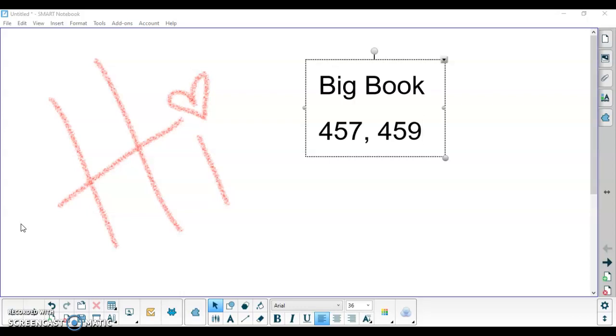Guys, welcome back. Today we're going to be doing 12.4, which is adding fractions with denominators of 10 and 100. So you're going to need from your big book, page 457 and 459. So pause the video while you gather your supplies.